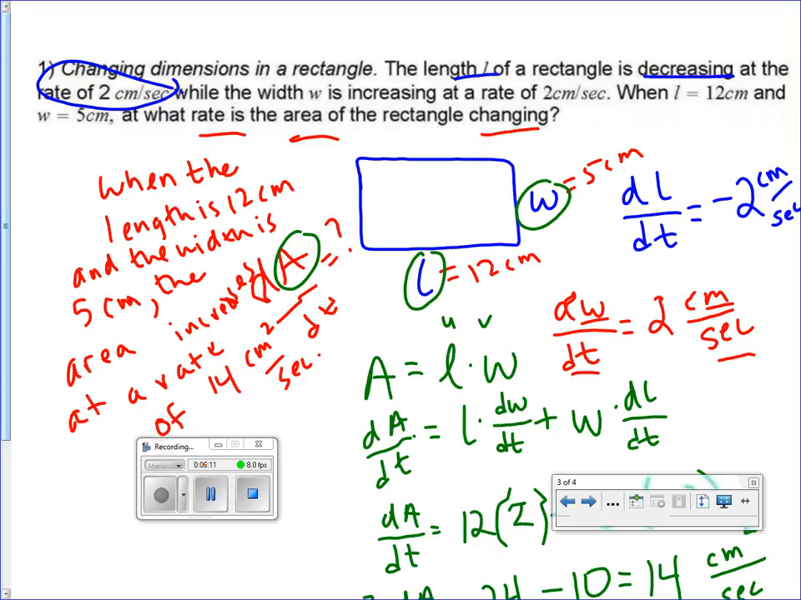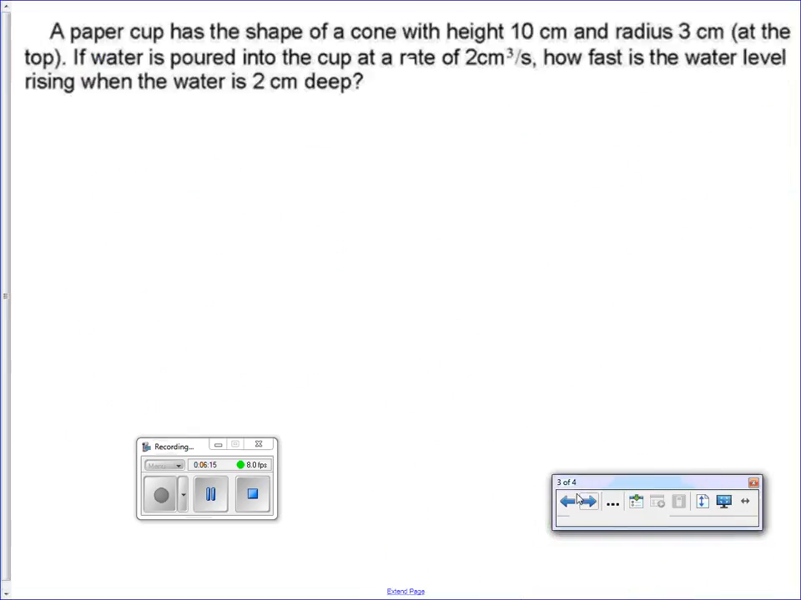So we're going to look at a second example. It's going to be a little bit more complicated than this one. This is a very straightforward example. A paper cup has the shape of a cone with a height of 10 centimeters and radius 3 centimeters at the top. Water is poured into the cup at a rate of 2 cubic centimeters per second. How fast is the water level rising when the water is 2 centimeters deep?